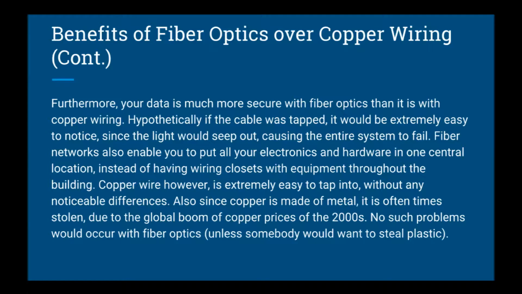Fiber networks also enable you to put all your electronics and hardware in one central location instead of having wiring closets with equipment throughout the building. Copper wire, however, is extremely easy to tap into without any noticeable differences and is unable to be detected. Also, since copper is made of metal, it is oftentimes stolen due to the global boom of copper prices in the 2000s. No such problems would occur with fiber optics unless somebody would want to steal plastic.